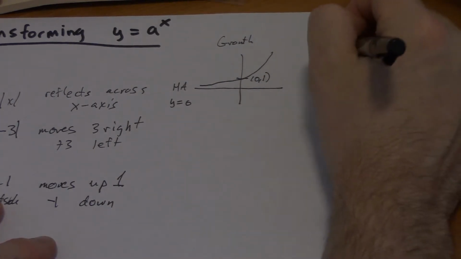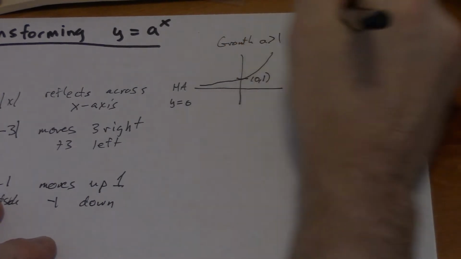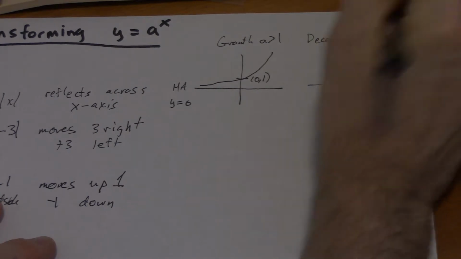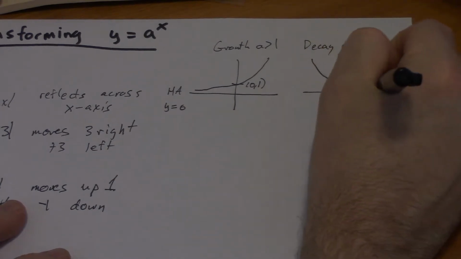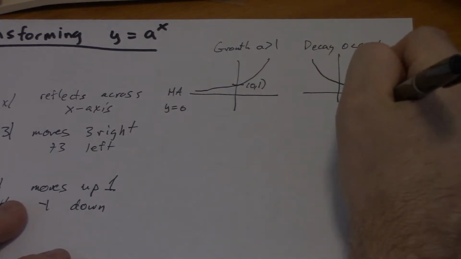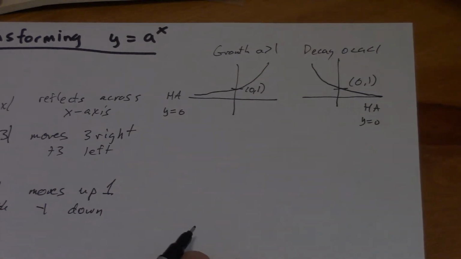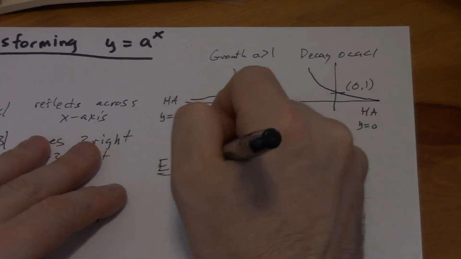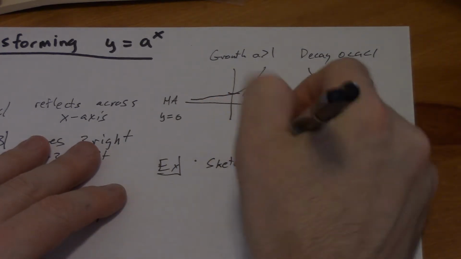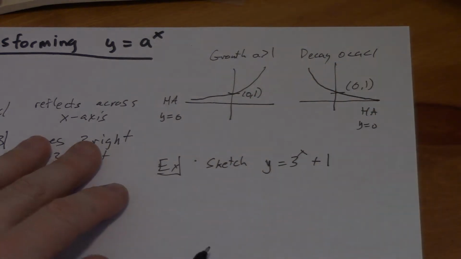And then we have decay. Okay, growth is a bigger than 1. Decay is a between 0 and 1. Okay, and decay is just going to look like that thing backwards. Still has a horizontal asymptote of y equals 0, and it still goes through 0, 1. Okay, so we're going to be taking those and doing some kind of transformation. So my first example is we're going to sketch y equals 3 to the x plus 1.